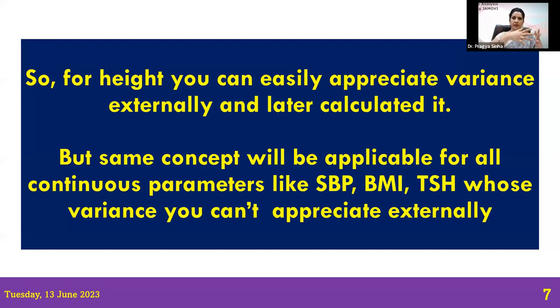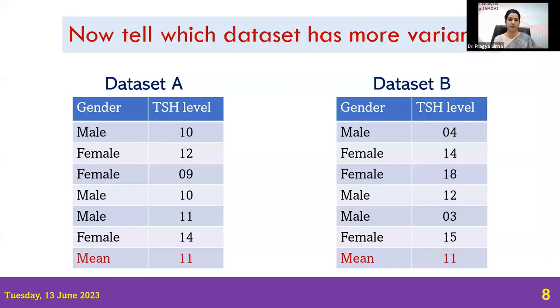Like if there are 10 individuals, without even measuring, we can say that yes, there is a variation in this group. But if we are going to measure some biological parameter, like let's say systolic blood pressure or BMI, maybe the TSH or any other variable like creatinine, there are so many parameters. But that thing cannot be said externally. And if there are many values, you need a calculator or a statistical software to tell you about the variances in the population.